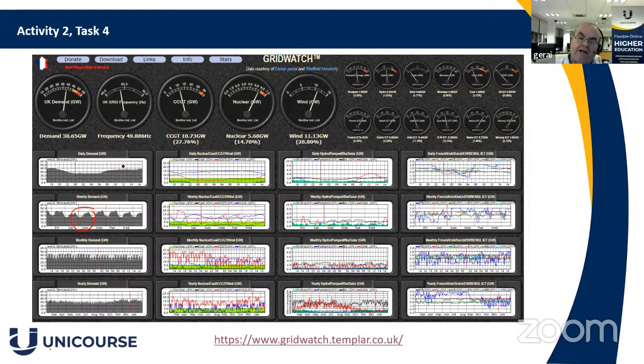And the reason you can tell the demand was increasing, if you look at the frequency is below 50. That tells you the demand is increasing. Because what's happened, as the demand increases, the generators around the UK will all slow down ever so slightly and the frequency will drop off. So what the National Grid do is they'll bring up some more generation. And the way they can do that is to use what we've just talked about, energy storage devices.